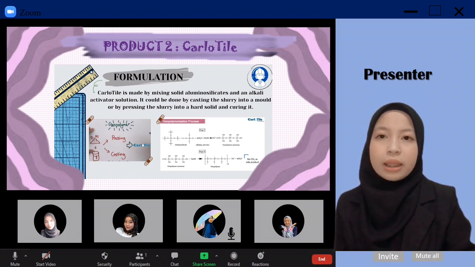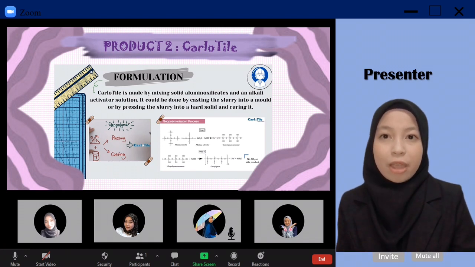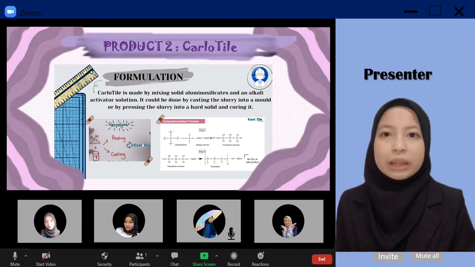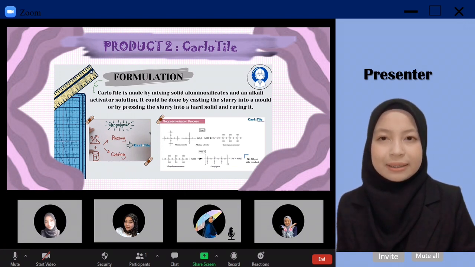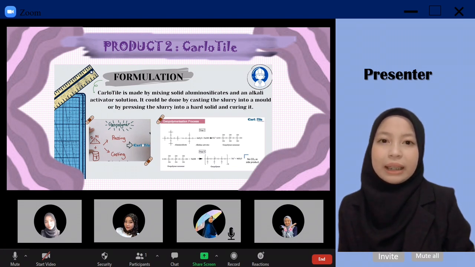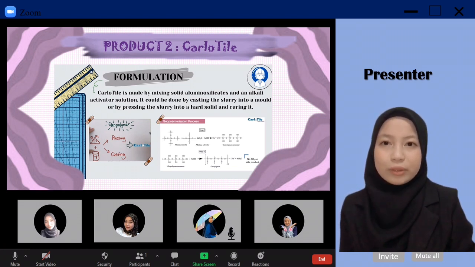The invention satisfies SDG 12, which is responsible consumption and production, and SDG 13, which is climate action. This effort protects the environment, facilitates the transition to a low carbon society and economy, and improves the nation's lifestyle quality. Color Tile is made by mixing solid aluminosilicate and an alkaline activator solution. It could be done by placing the slurry into a mold or by pressing the slurry.